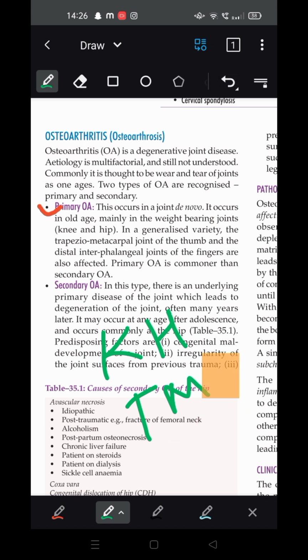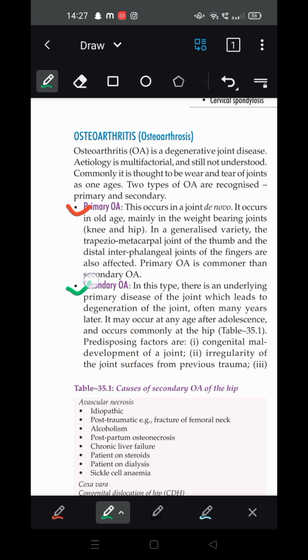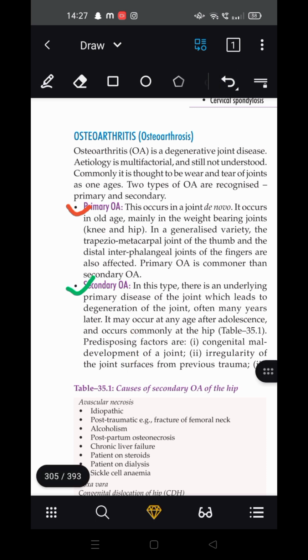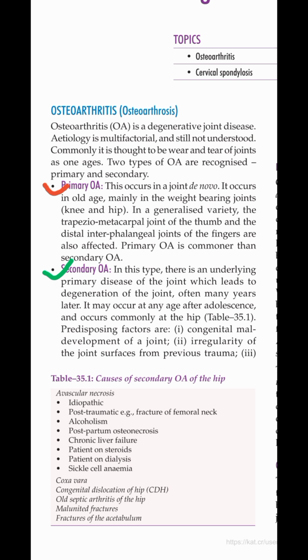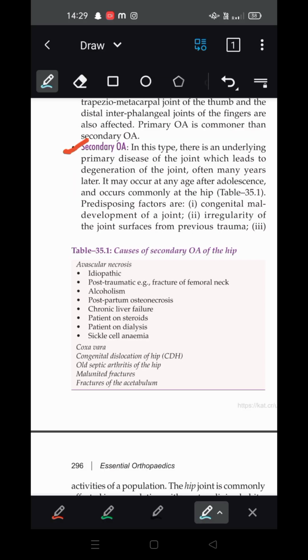So let's talk about the secondary OA now. Secondary OA, in this type there is an underlying primary disease of a joint which leads to the degeneration of a joint often many years later. It may occur at an age after adolescence and occurs commonly at the hip. Causes of a secondary OA.